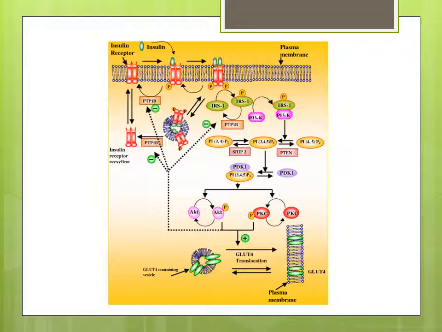So here's a deeper picture of the insulin signaling pathway. As you can see, there are many steps involving many substrates, and there are enzymatic reactions and amplification, but the most important thing to notice is that the GLUT4 containing vesicle is translocated into the plasma membrane. That means that the plasma membrane can uptake glucose and begin glycolysis.